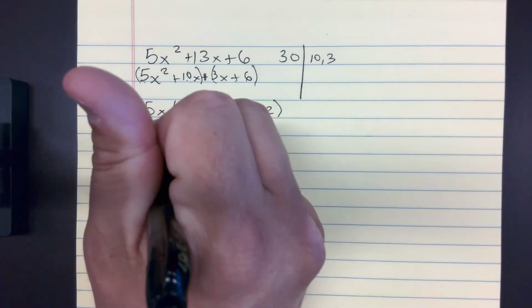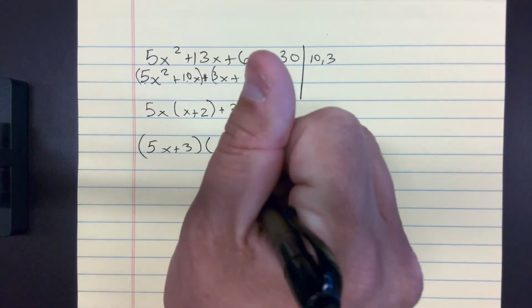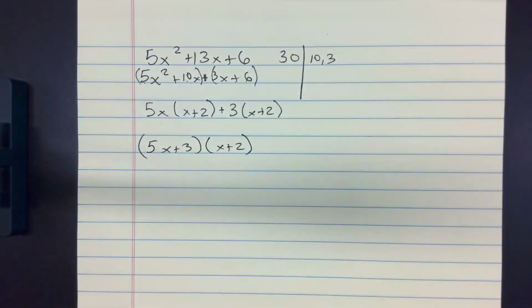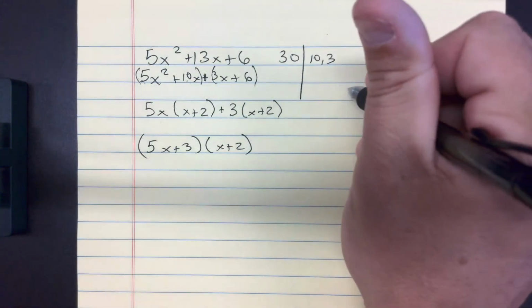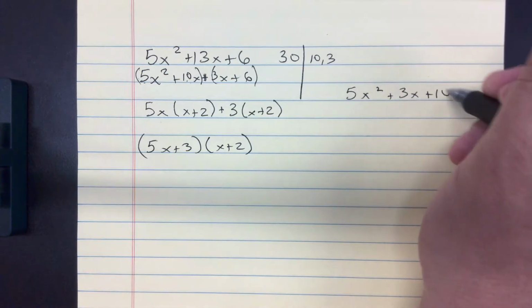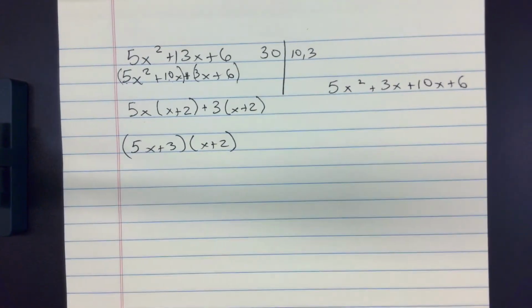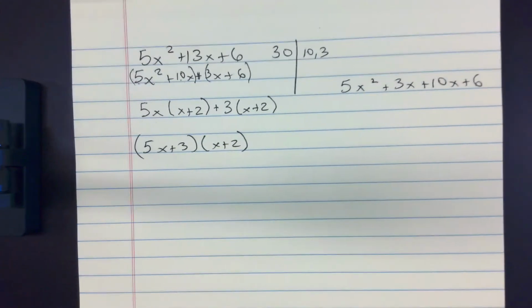So when we finish up this problem, we get 5x plus 3 and x plus 2. I'm glad he asked that because this is important to see. Brady asked me, doesn't matter which order you put the 10 and the 3, right? Could you put the 3 first and then the 10?